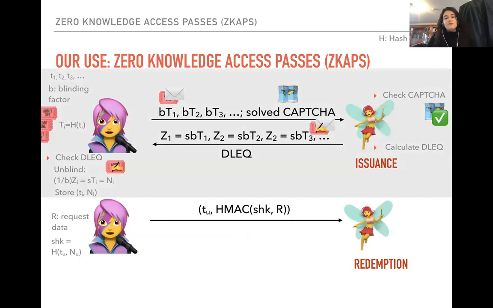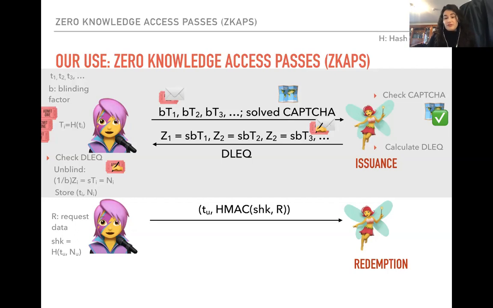For the redemption phase, we have some request data, which is just a bunch of data like an HTTP request. The rockstar, the user in this case, has to generate a shared key. This is the SH key, which is just a hash of an unspent token, the TU and NU in my notation. Here you see where this comes in. The rockstar then sends over the TU and generates an HMAC with the shared key and this request data.